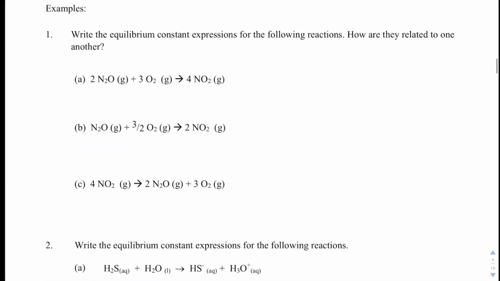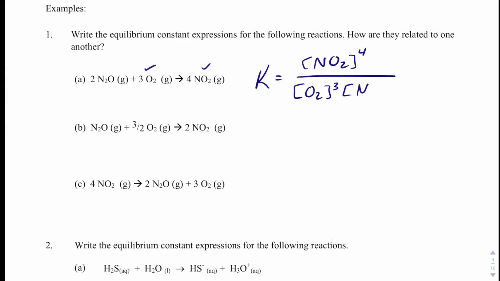and I want you to think about how to write the K expressions for A, B, and C here. Okay, so I'm going to go ahead and do that as well. So K is equal to NO2. It may be helpful to check it off once you've put it in your K expression. We have O2 to the third power, and then N2O to the second power.